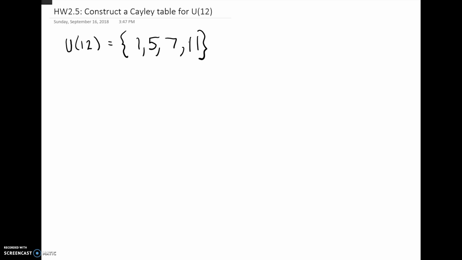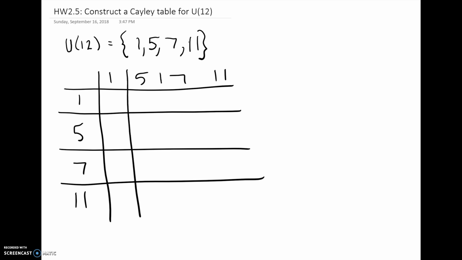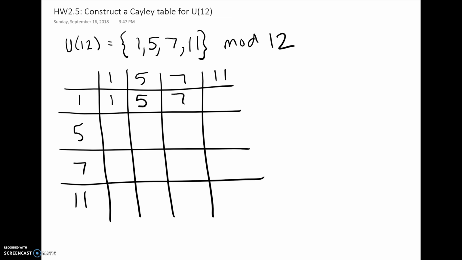Okay, so now we have to make a Cayley table. So 1, 5, 7, 11, and 1, 5, 7, 11. Okay, so all the numbers we're going to fill in have to be mod 12. So the first row is easy. 1 times 1 is 1, 1 times 5, 1 times 7, 1 times 11. Same thing with the first column.